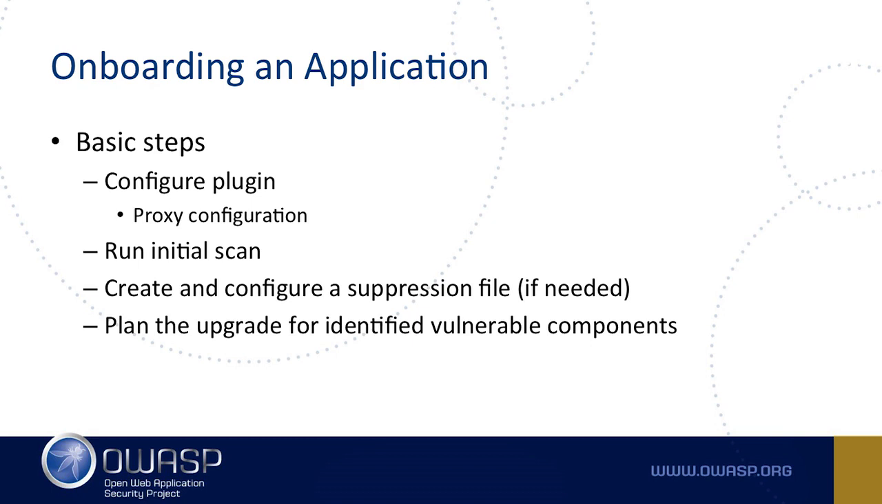So then you'd run your initial scan, and many times you'll have to quickly configure a suppression file. Sometimes you don't need this, sometimes you do. Once you understand how to create a suppression file, Dependency Check gives you all the tools to make this suppression file really quick and easy. Small app, 5 minutes, large app, 20 minutes maybe, depending on how many dependencies there are. Just go through them and review them. And then after you have your suppression file, rerun, and also plan the upgrade for any identified vulnerable components. That's the basic steps of this.